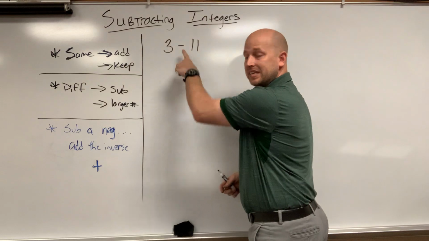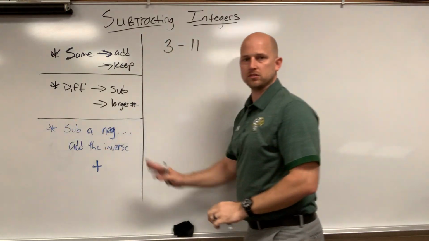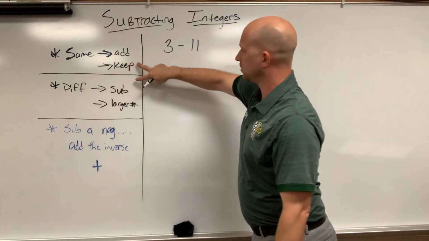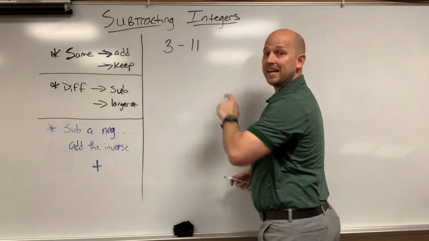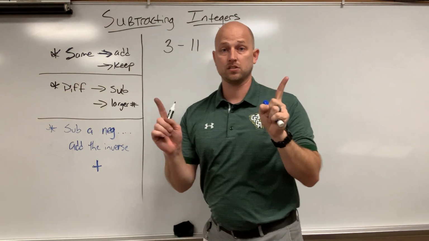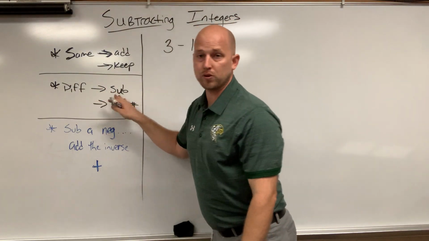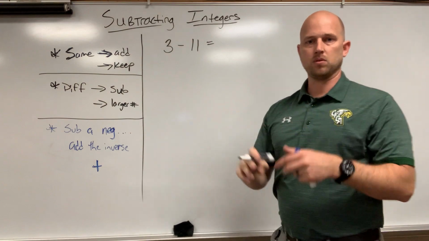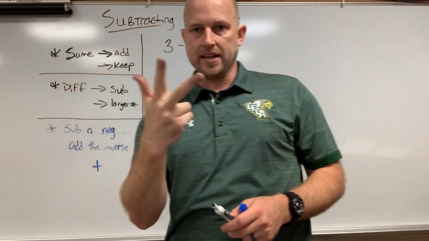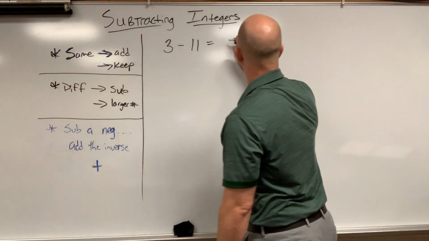All right, so what you should have done, you should have looked at these and said, well, I'm not subtracting a negative, so this one doesn't apply, so that one's out. So we can just focus on these 2 up here. The 3 is positive, the 11 is negative. Those are different signs. So what do we do with different signs? We subtract them. So you take 11 and 3, you subtract them. 11, 10, 9, 8. Okay, we got 8.